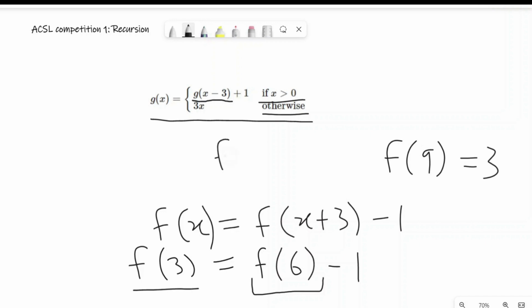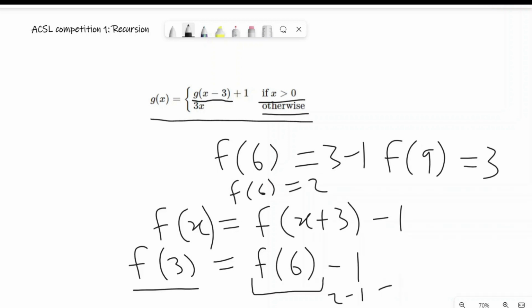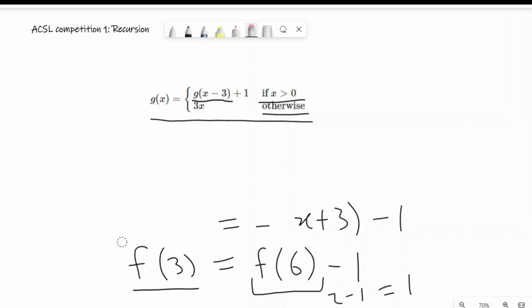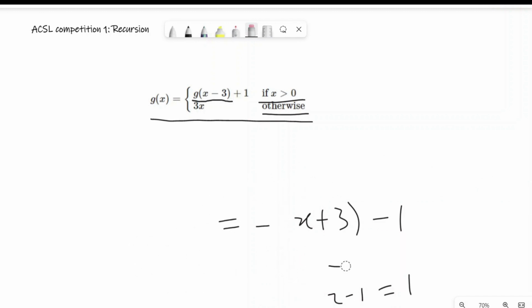So we know that f of 6 equals f of 9 minus 1, so 3 minus 1. So now f of 6 equals 2. Therefore, f of 3 would equal 2 minus 1, which equals 1. So now we've just found out what f of 3 equals by substituting these function values back into themselves. To solve recursion, that's all we have to do. We simply have to substitute the values of each of the functions into the function beforehand to get our answer.